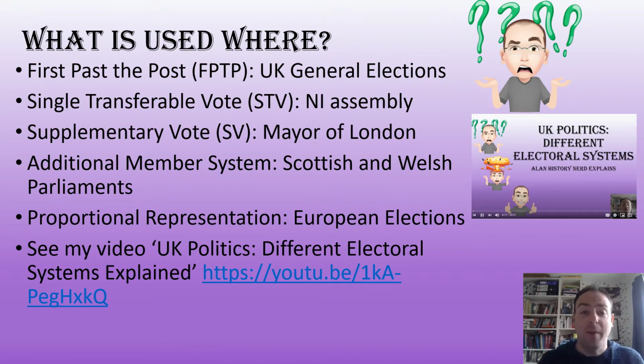What is used where? Well, we have first past the post used in UK general elections. We have single transferable vote, STV, which is used in the Northern Irish Assembly. We have supplementary vote, which is used to elect the Mayor of London. We have the additional members system, which is used in the Scottish and Welsh Parliaments. We have proportional representation, which has been used in European elections, which might immediately date this video because there might not be many more of those to come. Well, there might be no more of those to come, actually.